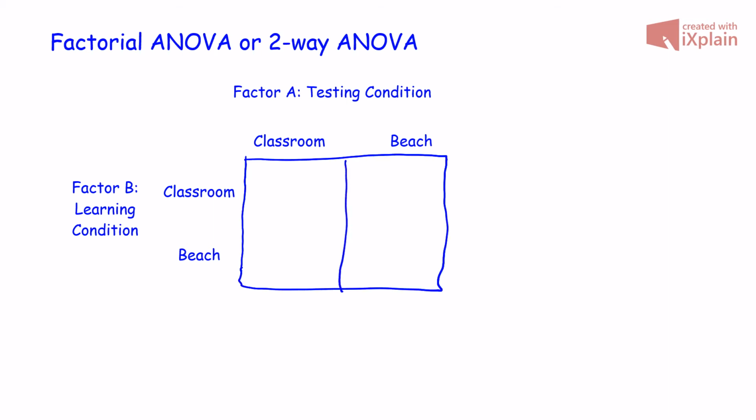This is a table, and the numbers inside of here are cell means. So this number right here, 16, is a cell mean. That is the average score of all the individuals who learned in a classroom and then later were tested in a classroom. So the 16 is the average score of everyone in that combination of conditions.